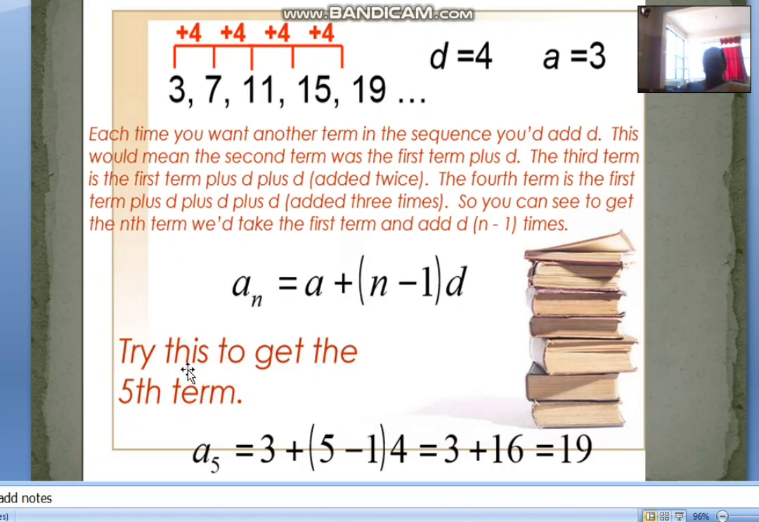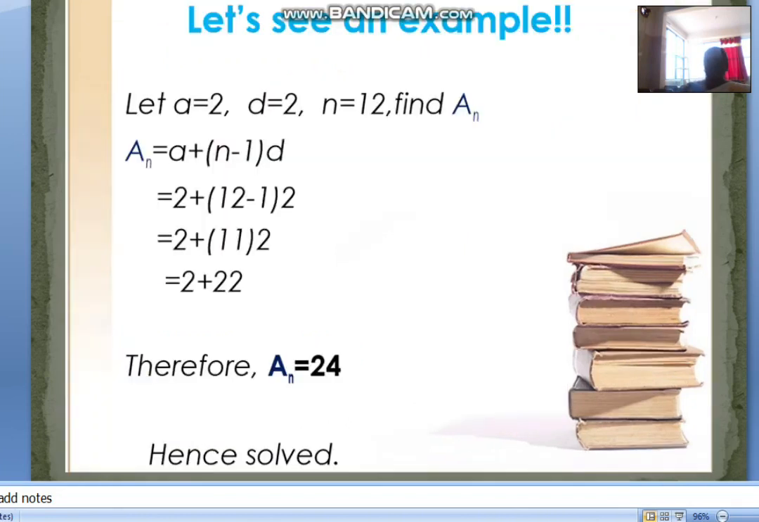So here we want to do one example. Try this to get the fifth term. a5 is equal to 3 plus 5 minus 1 into 4, is equal to 3 plus, 5 minus 1 is 4, 4 fours are 16, 16 plus 3 is 19. So this is the example for the nth term.